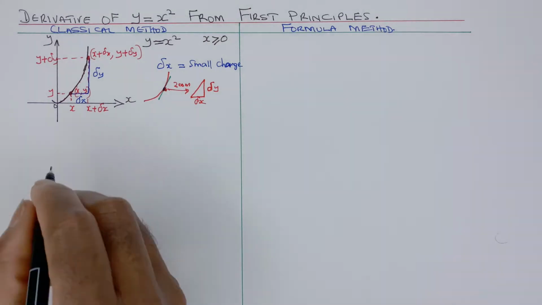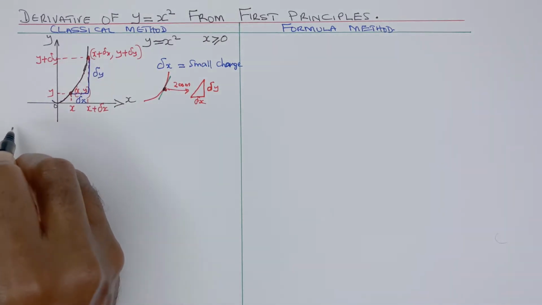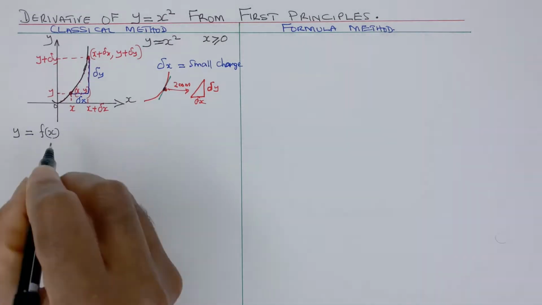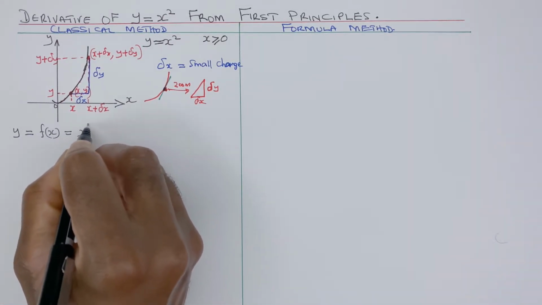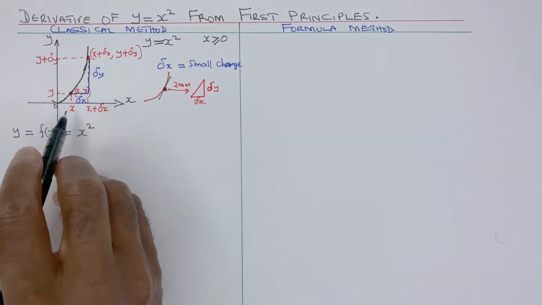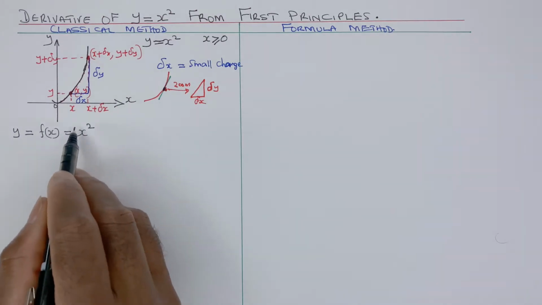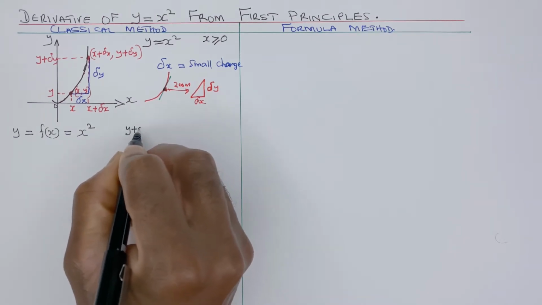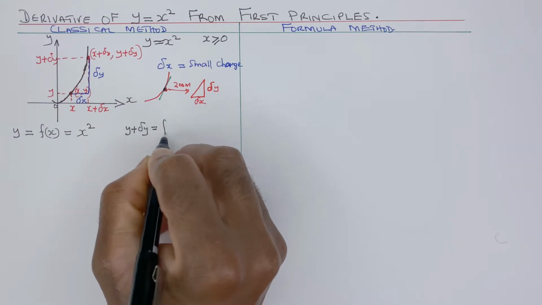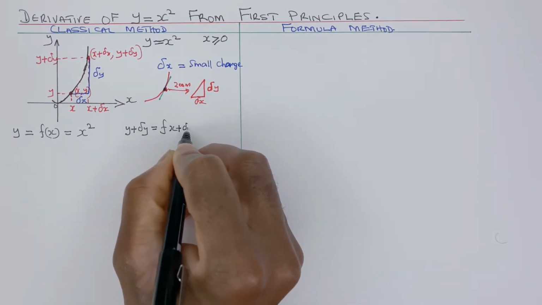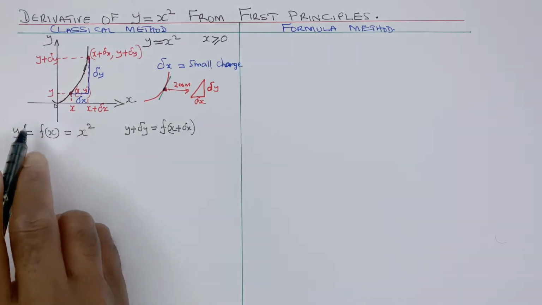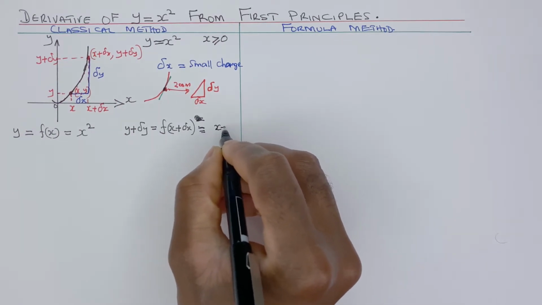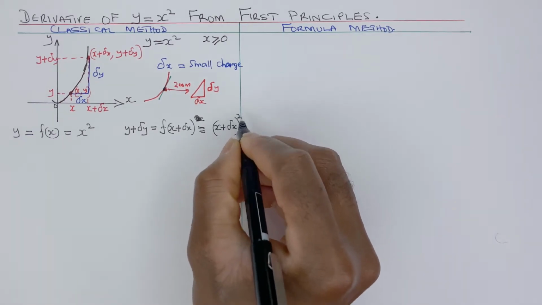So to work with the classical approach, we know that y is also called f of x, which is x squared. That's for this point here, which is x, so that's y and x. But for that point, it's going to be y plus delta y, which we can write as f of x plus delta x. Instead of y, we have y plus delta y for that point. So that would be equal to x plus delta x all squared.